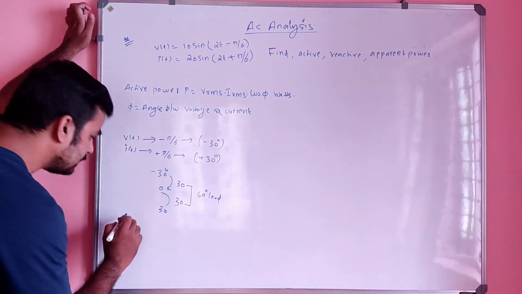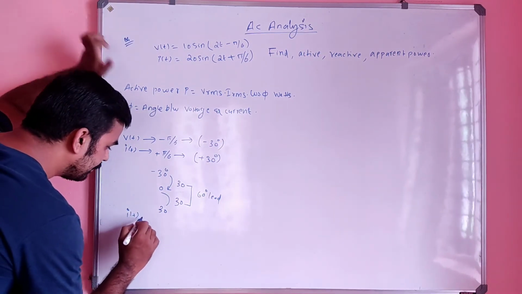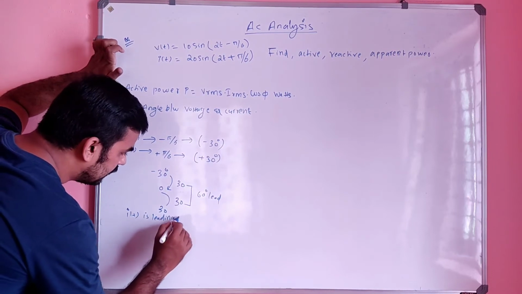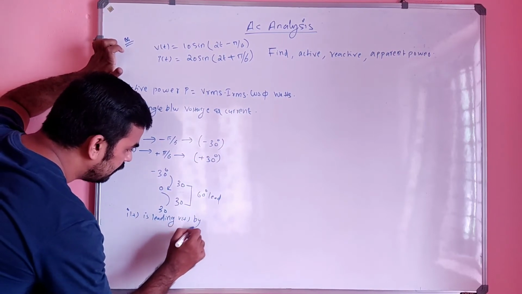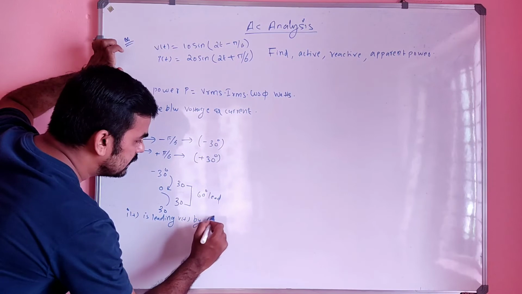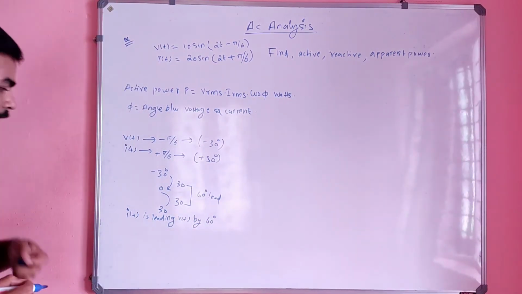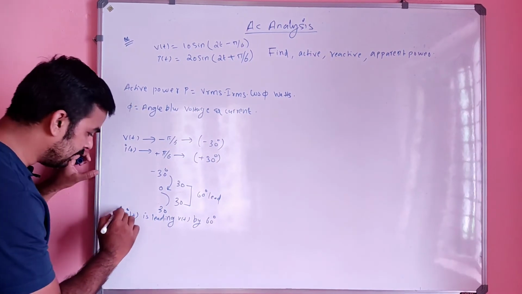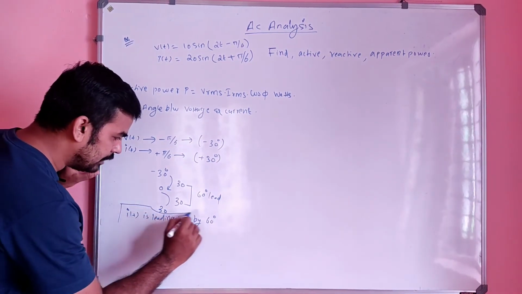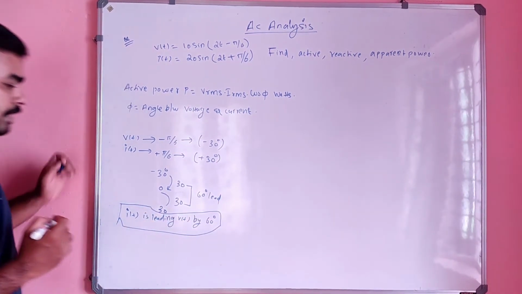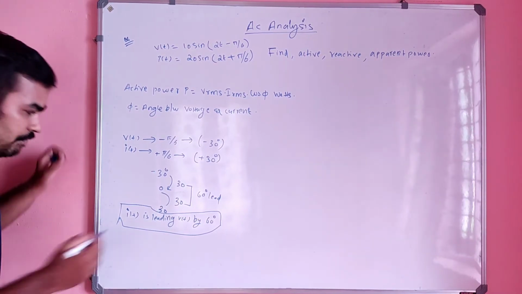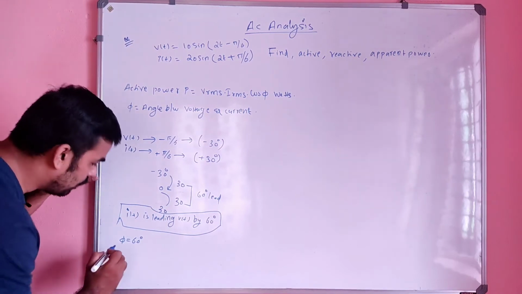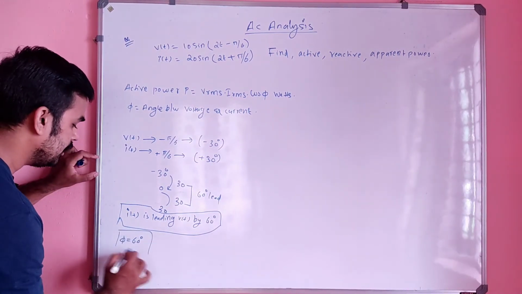So you can say that I of t is leading V of t by 60 degrees. That you can find. And now phi is equal to 60 degrees.